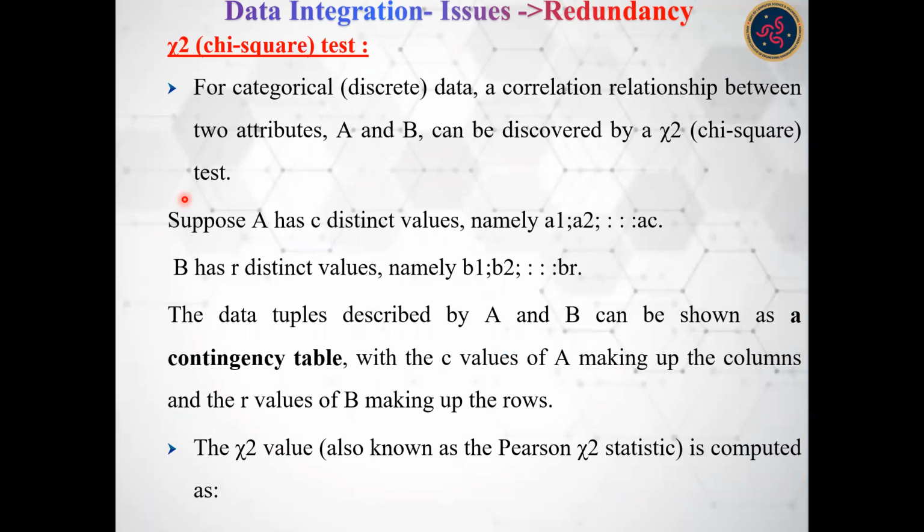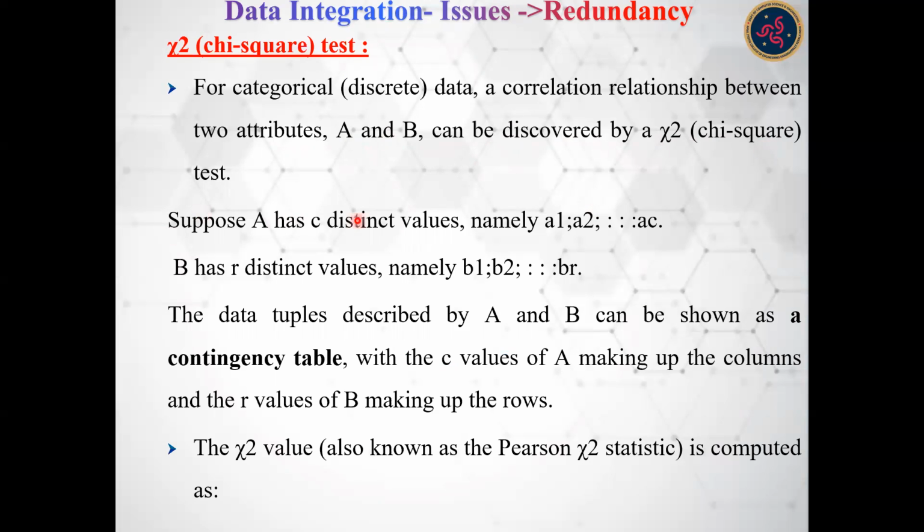That is a correlation test called the chi-square test. The chi-square test is a correlation test for nominal data or discrete data. If we have discrete data, we can find out the correlation between two attributes, A and B, and it is discovered by this test, the chi-square test.